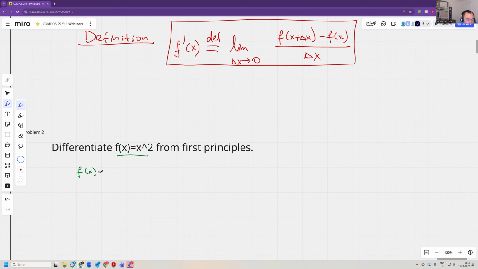f of x is x squared. We need f of x plus delta x, so we just substitute x plus delta x squared. On a graph, it would look like this.